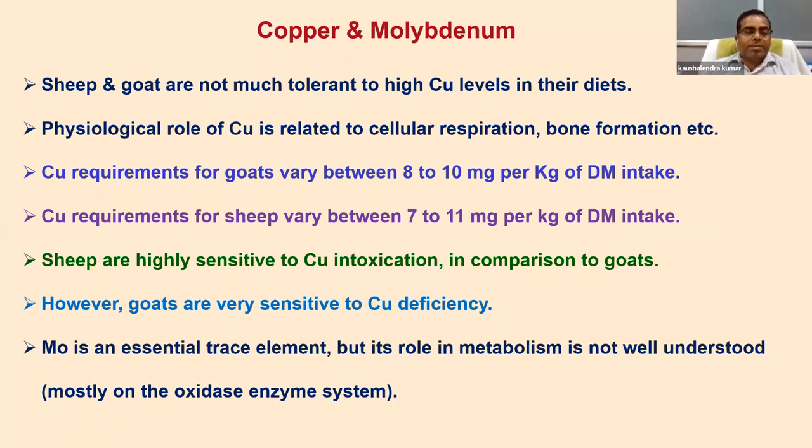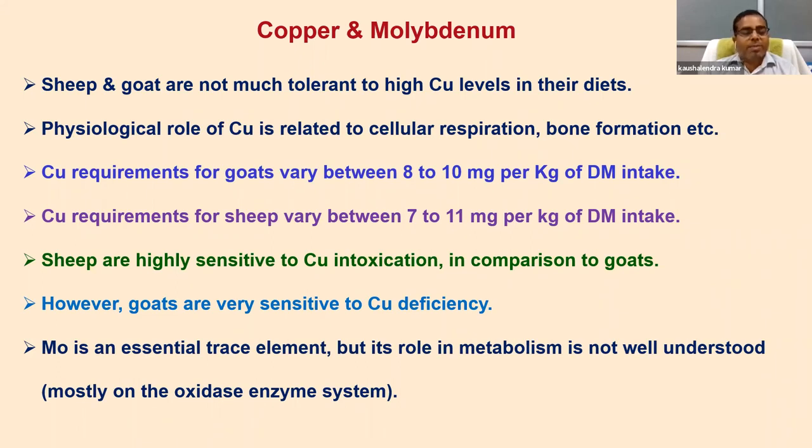But sheep are highly sensitive to copper intoxication in comparison with goat. So excess copper in sheep may be fatal, or it may reduce the production efficiency of the sheep. But goats are very sensitive to copper deficiency. And molybdenum is an essential trace mineral, but its role in the metabolic system is not well defined.